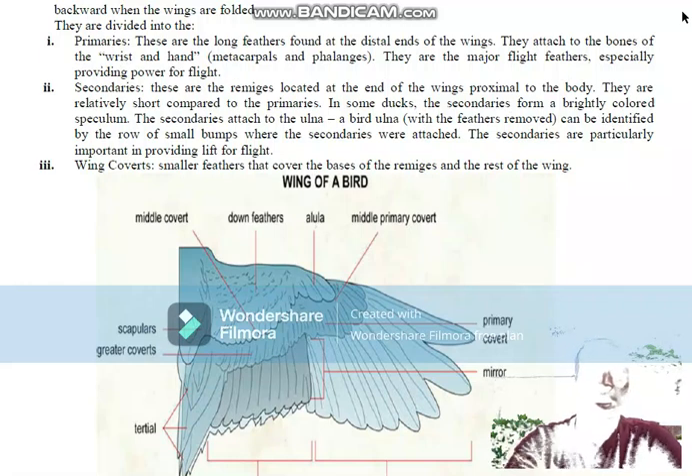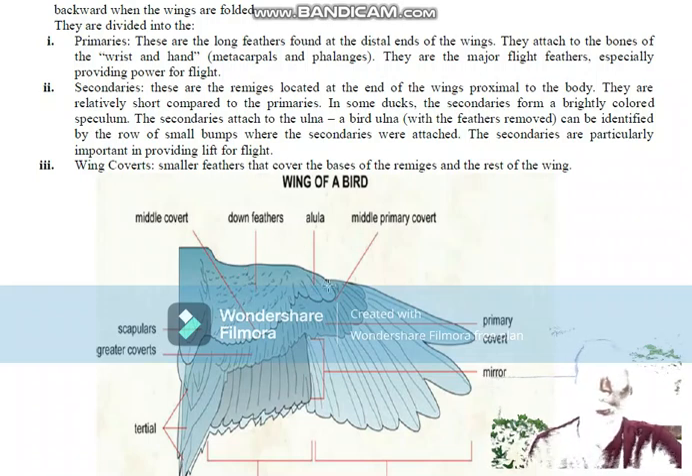Now, as you could see right there, this is the middle covert, that's the down feathers, and that's the alula. This is the primary covert, and this is the primary covert, and that is the minor, and actually that's the tertiaries. The tertiaries are another part we've not yet talked about, but we're going to talk about, and the scapula.